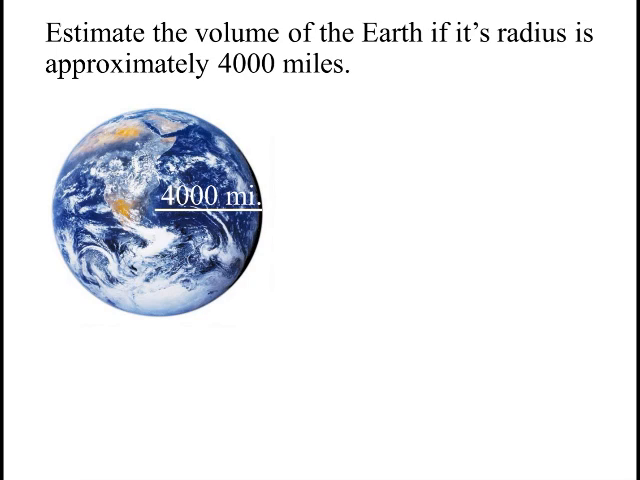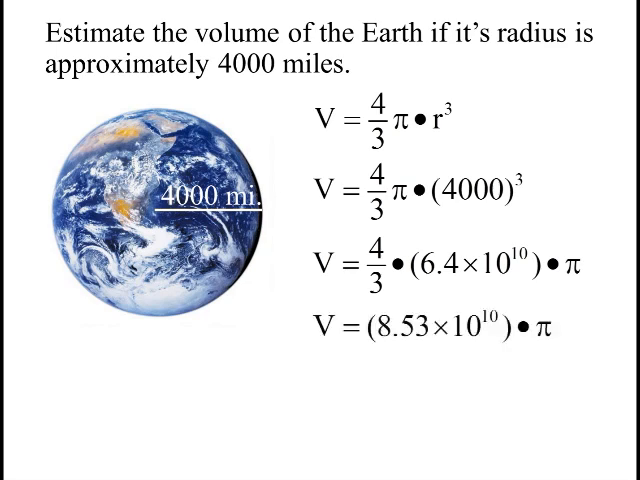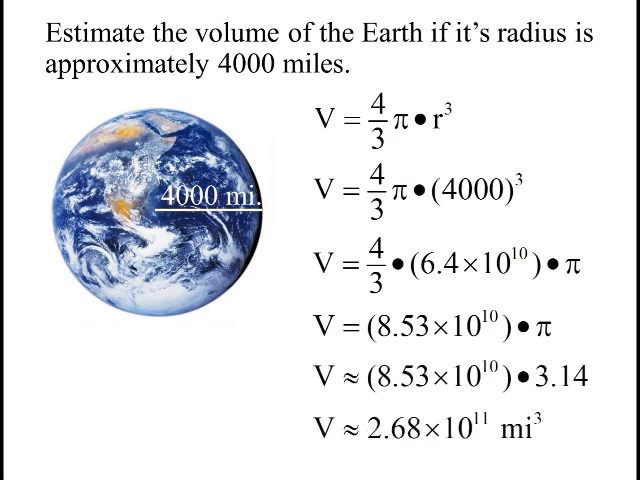You're going to want to use your scientific calculator for this one. I want you to estimate the volume of the Earth in cubic miles. The radius is about 4,000 miles, so this is going to be quite huge. 4,000 cubed, you're going to have to do it in scientific notation. Then multiply that by 4, divide by 3, and then estimate it by multiplying by 3.14. 2.68 times 10 to the 11th cubic miles.